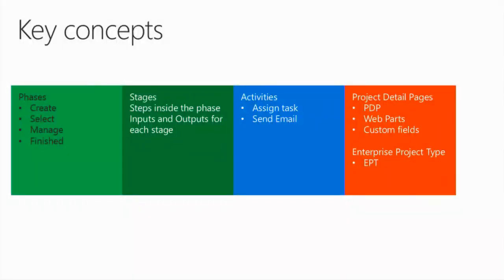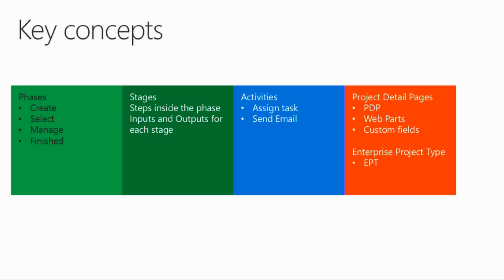In designing this workflow, we need first to define the different phases. Phases are going to be a way of grouping stages together. So we've identified a create phase, a select phase, a manage phase, and a finished phase. Inside each phase, we will be having some specific stages, which are steps inside the phase, and the user will be inputting data, and there will be output of data for each stage. So we have to define all that. Then inside the stages, we will be using some specific activities which are available for SharePoint workflows: assigning tasks, sending an email, doing some specific condition testing.